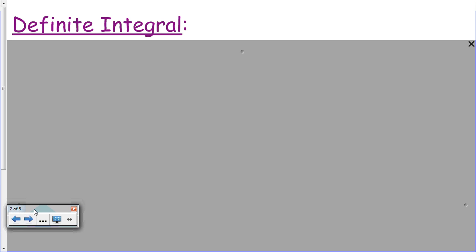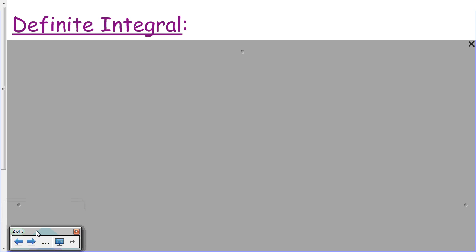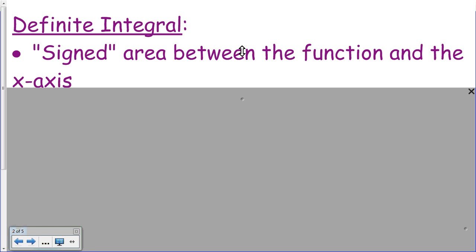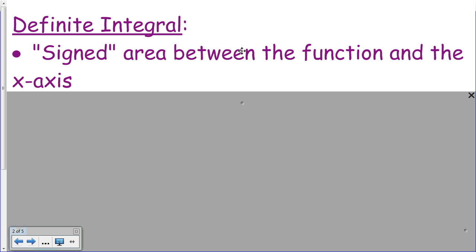All right, let's remind ourselves of what a definite integral is before we get too far here. If you recall from the last section, we said that a definite integral is the signed area between the function and the x-axis. Now, the reason why we say it's the signed area is because it can be positive or negative. It depends on the function and the interval, etc., but it could be one or the other.